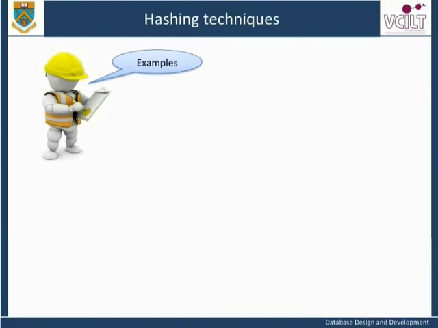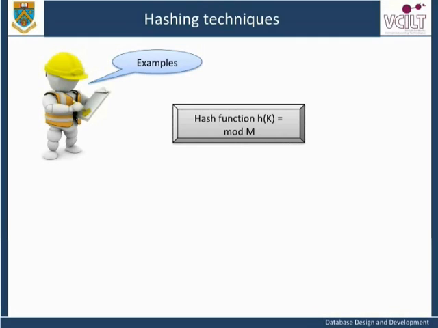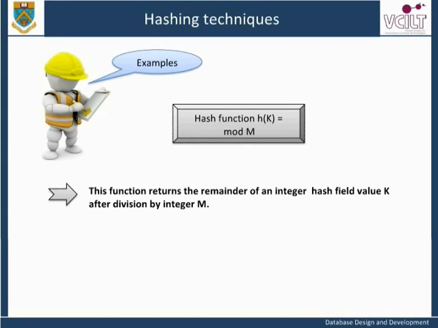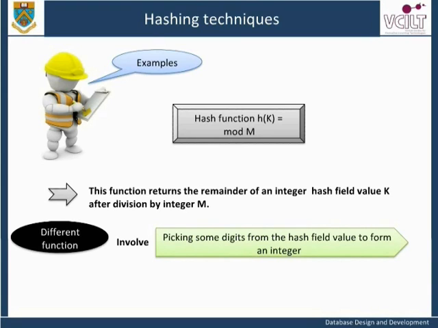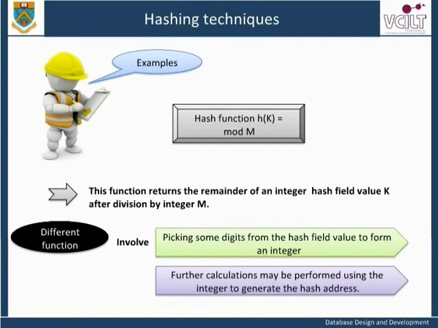The following are two examples of many possible hash functions. Hash function h(k) = k mod m. This function returns the remainder of an integer hash field value, k, after division by integer m. The result of the calculation is then used as the address of the block holding the record. A different function may involve picking some digits from the hash field value, for example, the second, fourth, and sixth digits from ID, to form an integer, and then further calculations may be performed using the integer to generate a hash address.